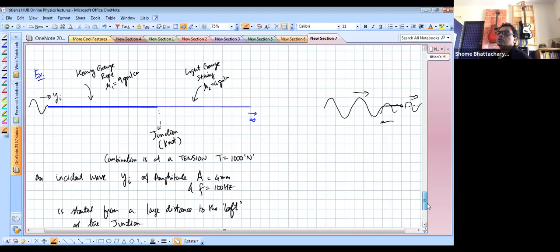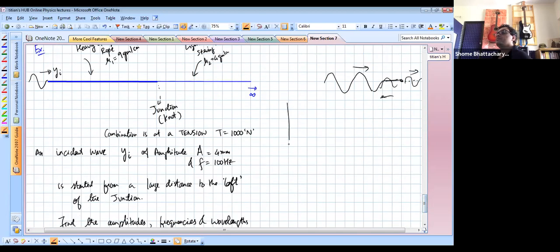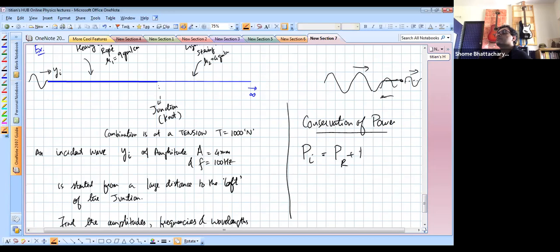So in solving this, I'll give you a hint. There are two concepts that we use. The concept that we'll use here is conservation of power. The power of the incident wave should be equal to the sum of the power of the reflected wave and the transmitted wave.